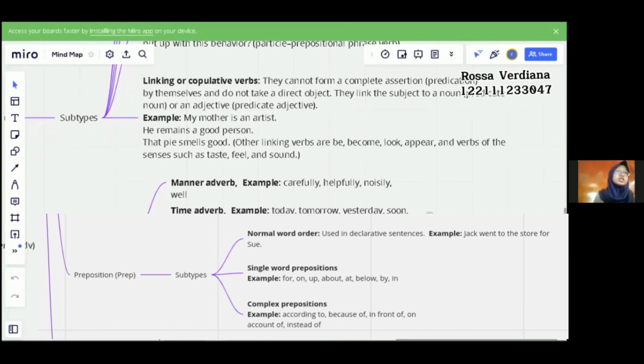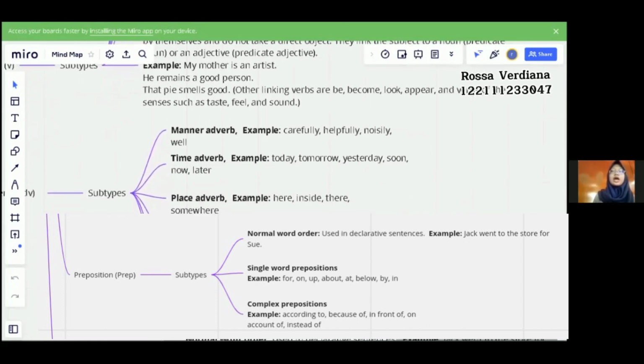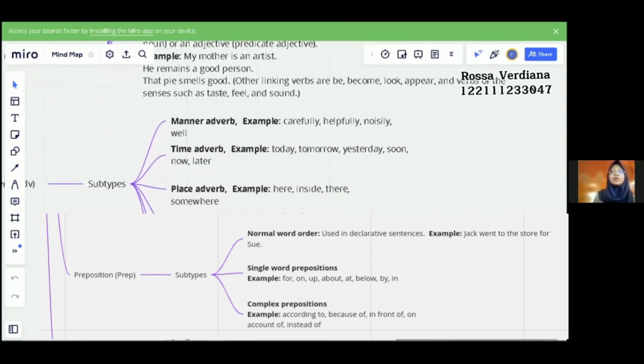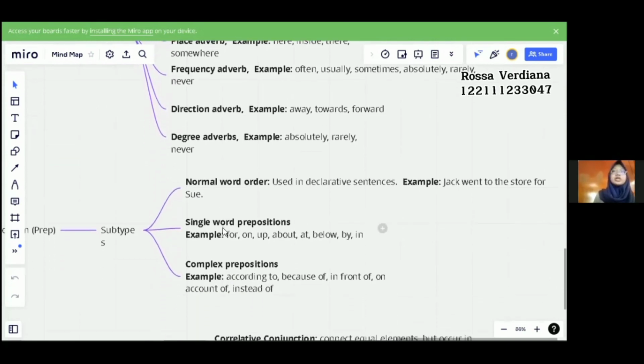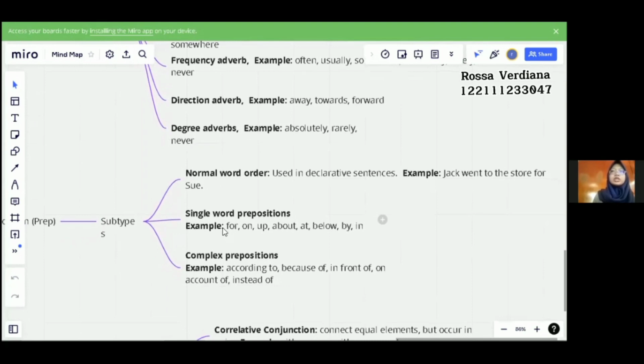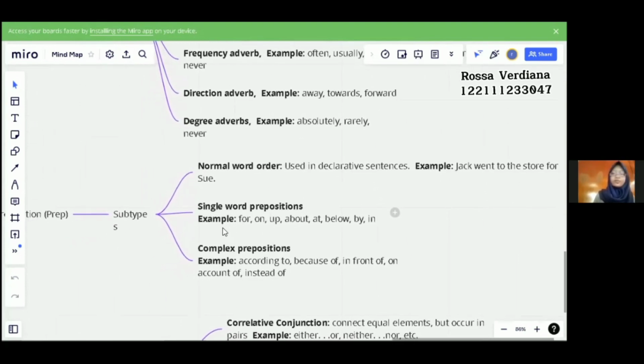The third is single word prepositions. Examples are for, on, up, about, at, below, by, in. And the fourth is complex prepositions. Examples are according to, because of, in front of, on account of, instead of.